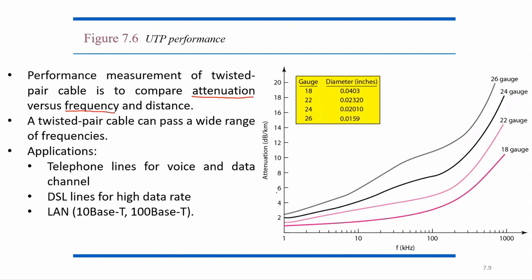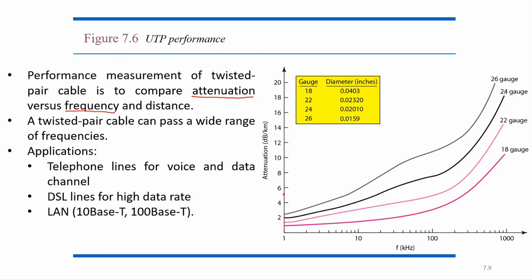So if we are sending a 10 kilohertz frequency signal, then in 1 kilometer the attenuation will be at this value, like 5 dB. So if a 10 kilohertz signal is transmitted over 1 kilometer, 5 dB attenuation will be there. Attenuation should be low for better transmission.